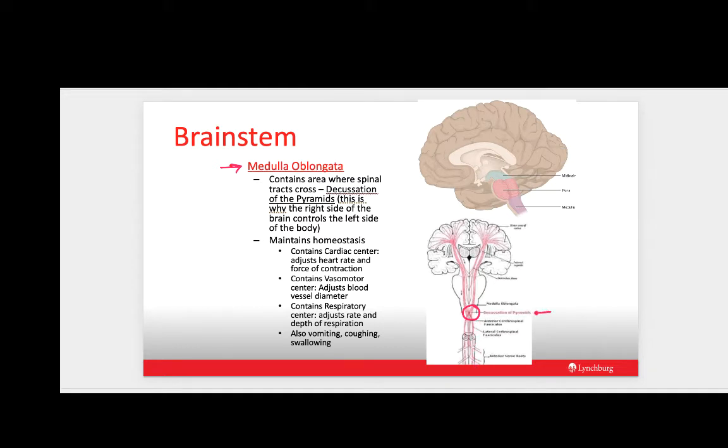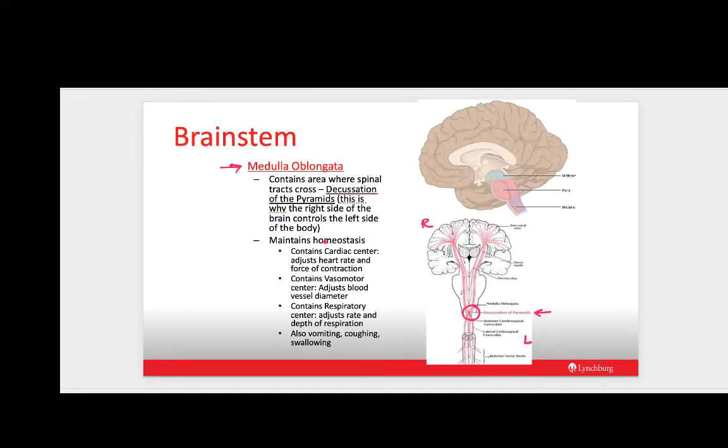This is called the decussation of the pyramids, and this particular area of crossing is located in the medulla. And this is the reason why the right side of the brain controls the left side of the body, because we have these fibers that are crossing here.